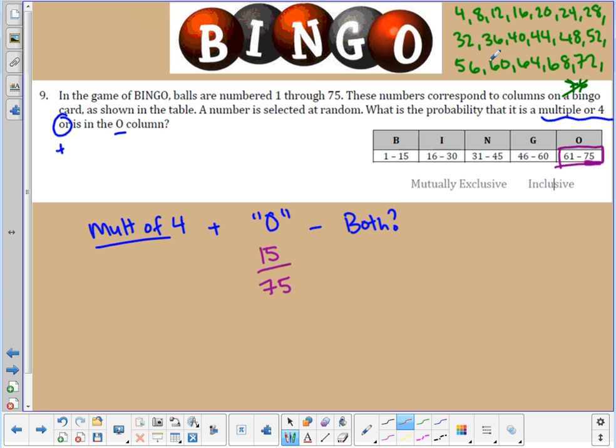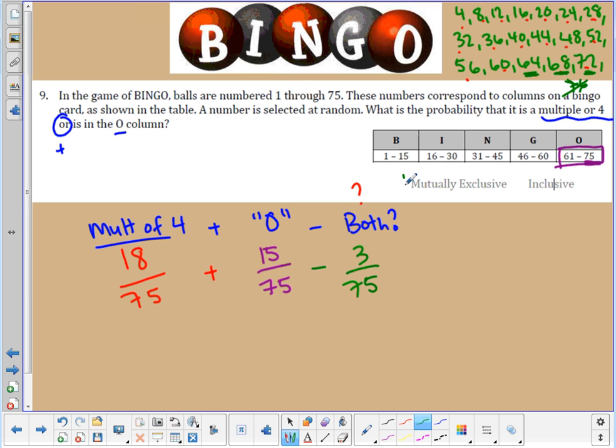So now I need to count how many there are. There's 1, 2, 3, 4, 5, 6, 7, 8, 9, 10, 11, 12, 13, 14, 15, 16, 17, 18. So that's 18 out of 75, which are multiples of 4. Now, what about this pesky both column? Is there anything that's in both? Well, sure there are, because there's multiples of 4 that are greater than 61, specifically 64, 68, and 72. So there are 3 of them, which means I need to subtract 3 out of the 75 numbers, because 3 of the 75 numbers were counted in both places.